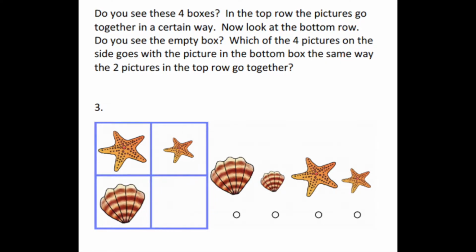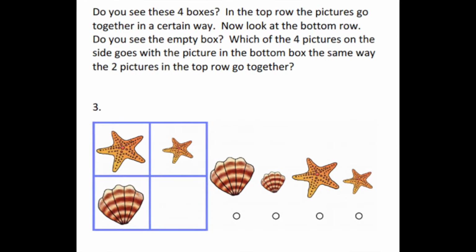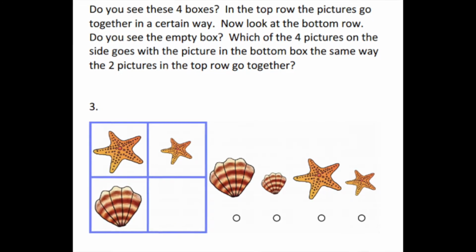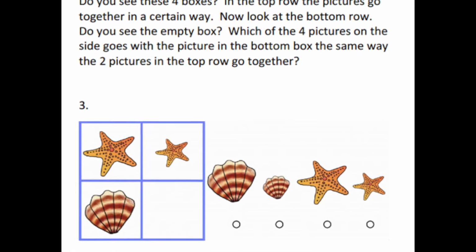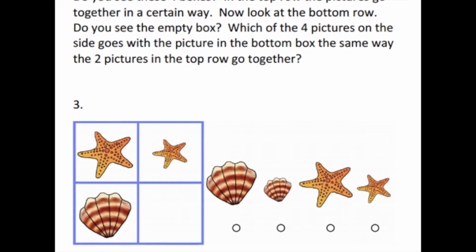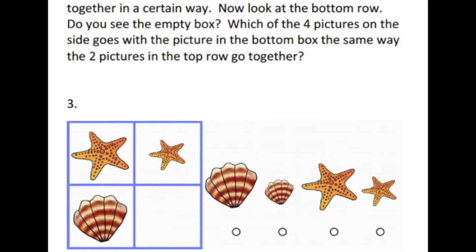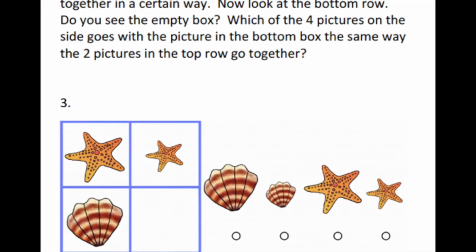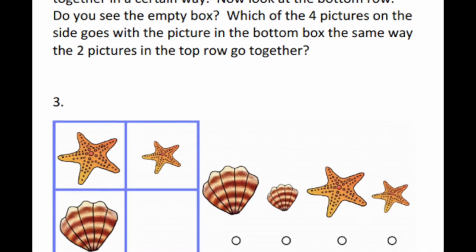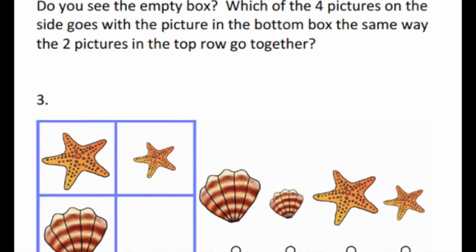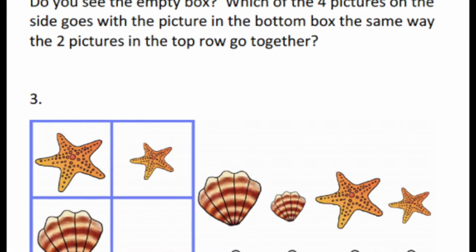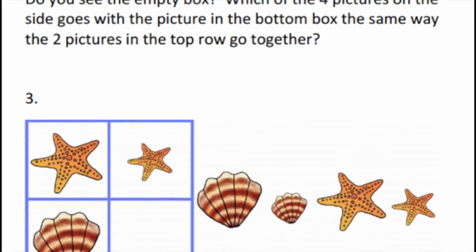Here is a practice question that is very similar to that used on the WISC. Do you see the 4 boxes? In the top row, the pictures go together in a certain way. Now, look at the bottom row. Do you see the empty box? Which of the 4 pictures on the slide goes with the picture in the bottom box the same way the 2 pictures in the top row go together? And then the child would then have a certain amount of time to answer this question before you move on.